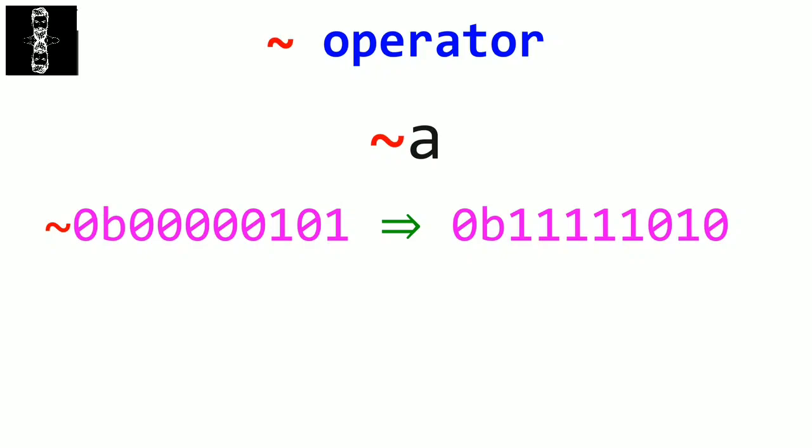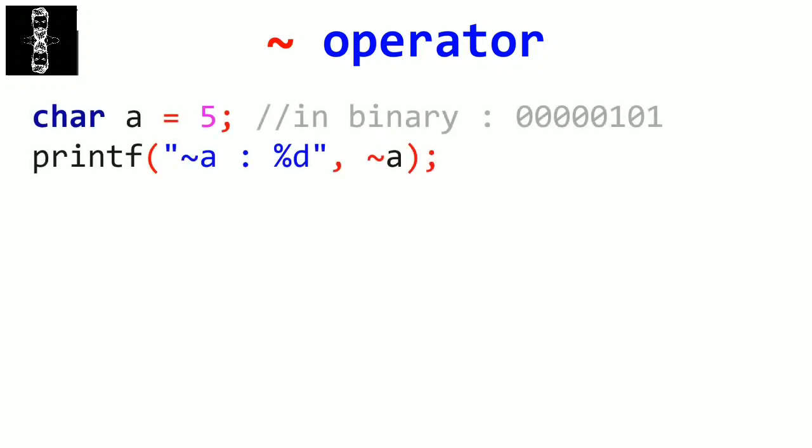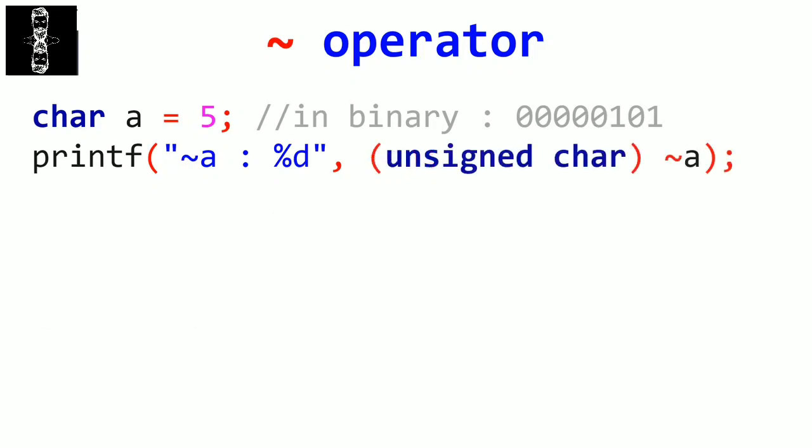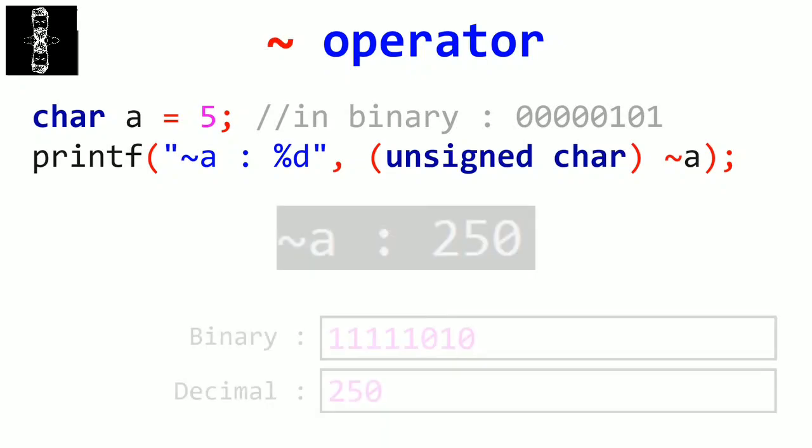But this result can be interpreted in two different ways. We can decide to interpret it as a signed integer, and in this case the result would be in 2's complement. And if we convert it to decimal, we get -6. And if we decide to interpret it as an unsigned integer, then in this case the result is in binary. And if we convert it to decimal, we get 250.